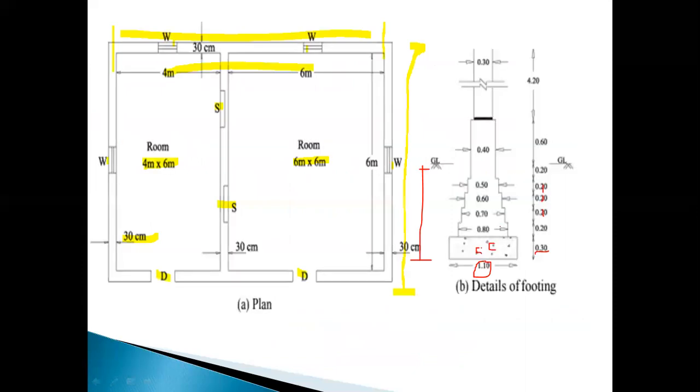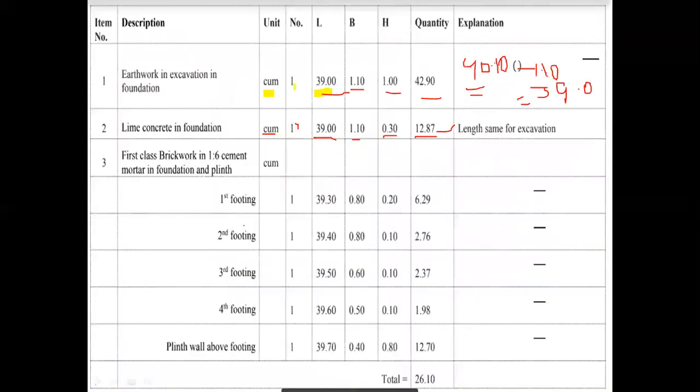See the figure. This is the footing 1, 2, 3, 4, and this is the plinth wall. So first we calculate the first footing. Base is 0.80 and height is 0.20. Breadth means 0.80. First footing, and it is in cubic meters, every dimension.